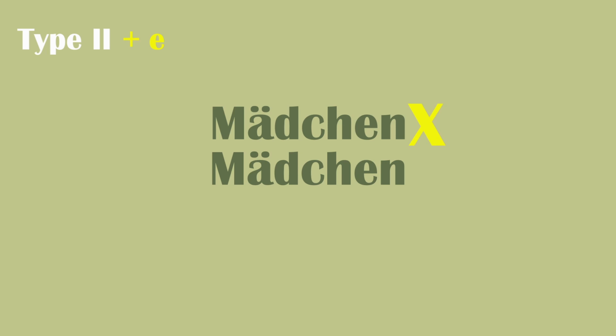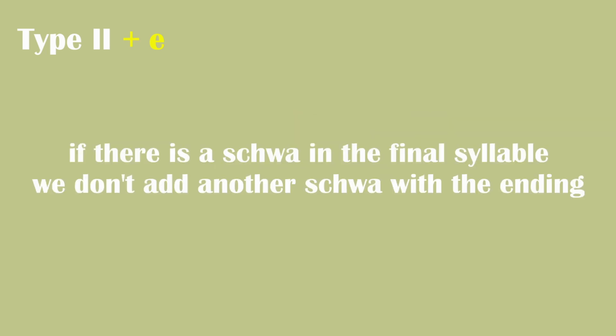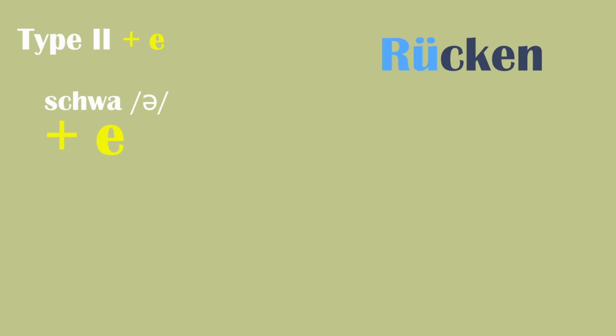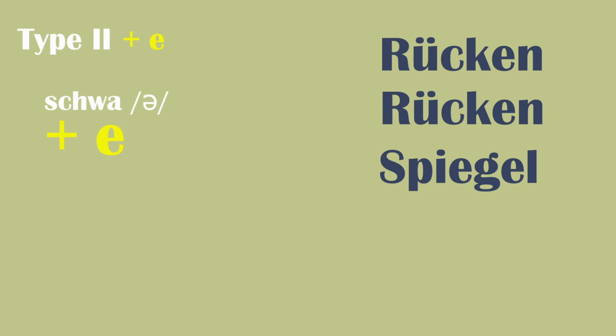We don't add anything to the end because if there is a schwa in the last syllable, we never add a second schwa in the ending. And because the ending in this case is just a schwa or an e, we don't add anything to the word. The same goes for Rücken, plural Rücken, Spiegel, plural Spiegel.